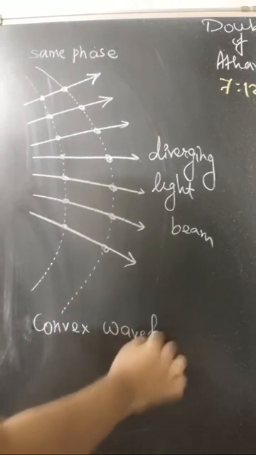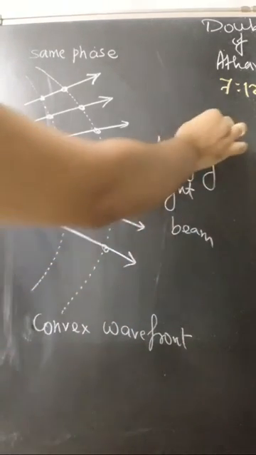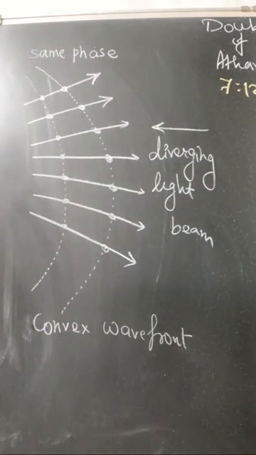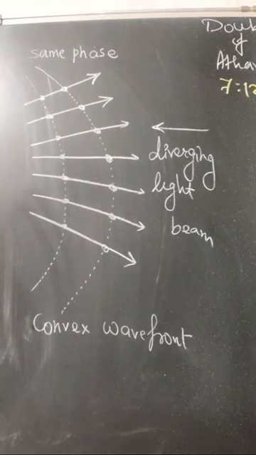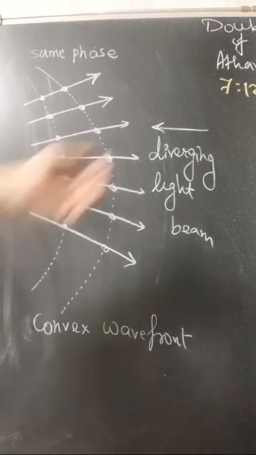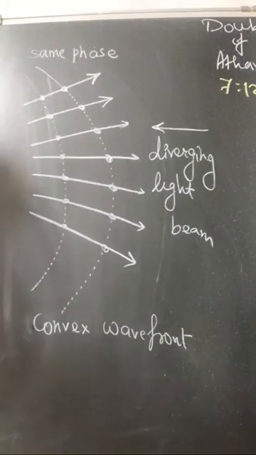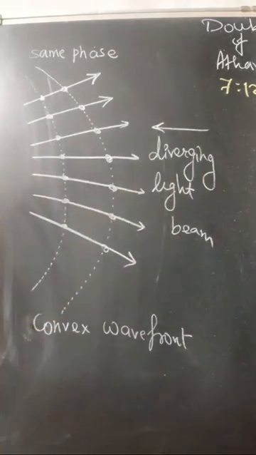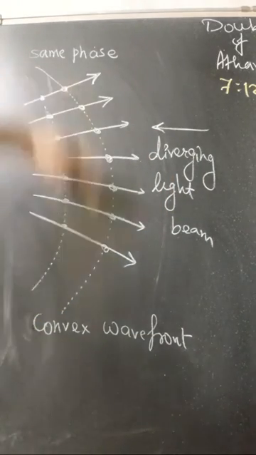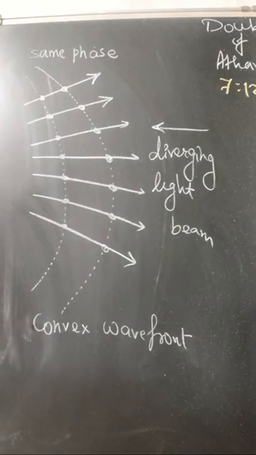Convex wavefront. We are going to observe the wavefront from the point that we receive the light. That is, we are going to observe the wavefront in front of the propagation of the beam. This is a light beam. These are light beams. So we are going to observe it from the front. From the front, which shape is this? Convex wavefront. Is it clear, or do you want me to give one more example? Tell me.